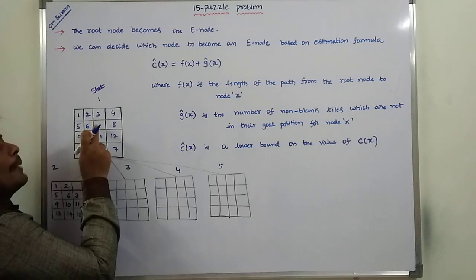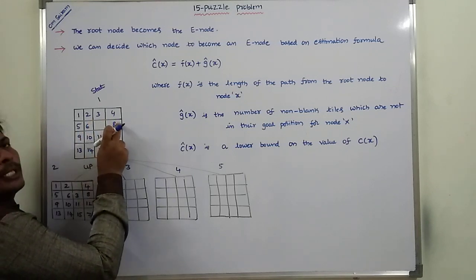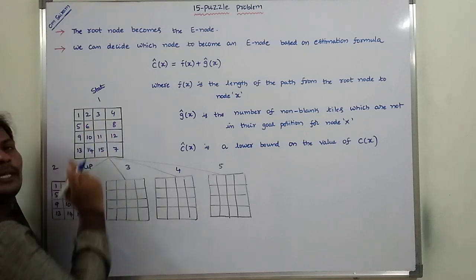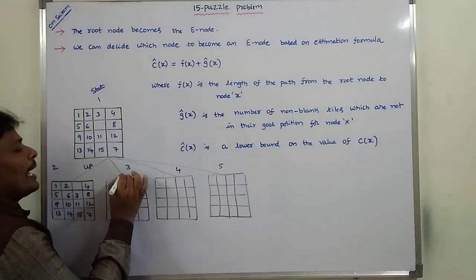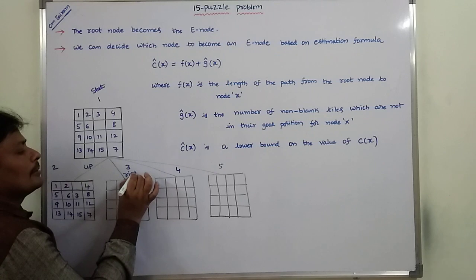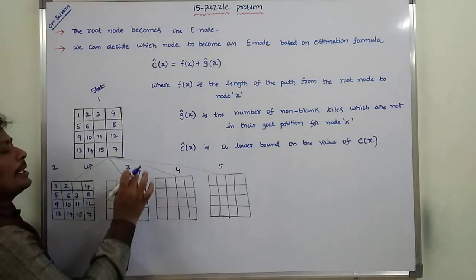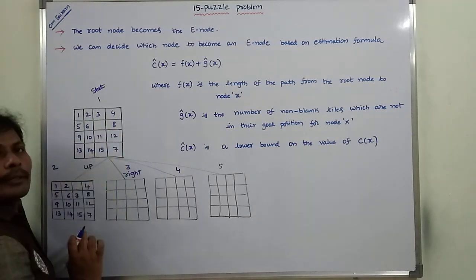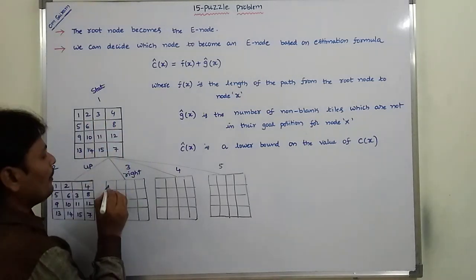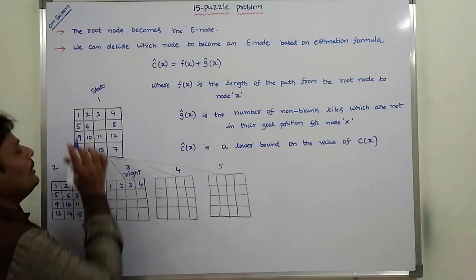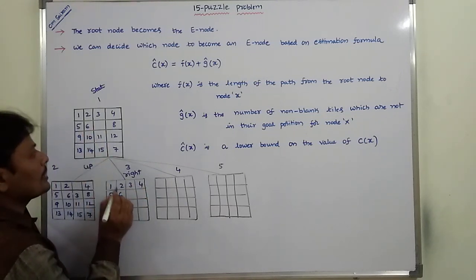Okay, so the empty tile can be moved to the right position. 8 moved to this position, the empty tile moved to this position. So the empty tile moved to right. Here the empty tile moved to up position. Here the empty tile moved to right position. So then we become 1, 2, 3. There is no change. And 5, 6.